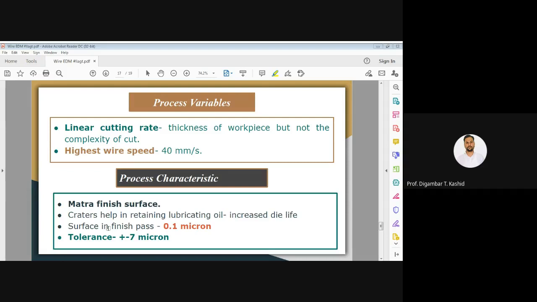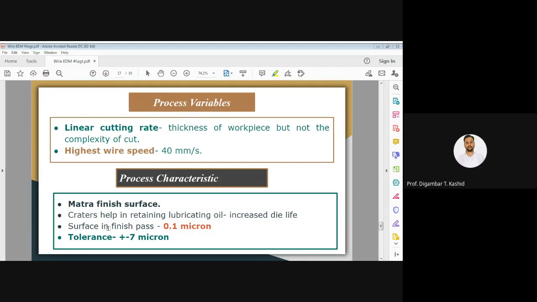I was talking about the process characteristics. As we know, because of the spark, craters are generated on your workpiece surface. Due to that, the matte finish is generated on your surface. That crater helps in retaining the lubricating oil.